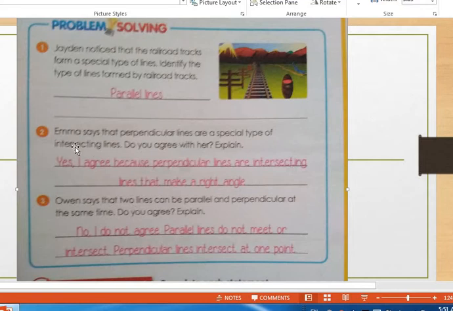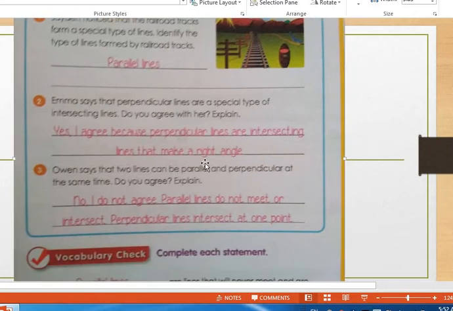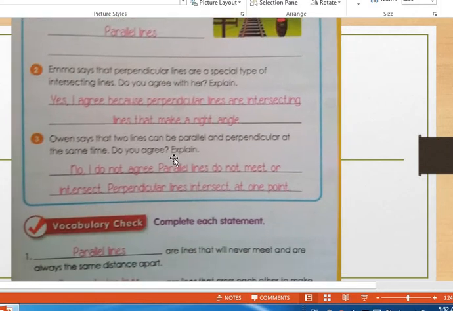Emma says that perpendicular lines are a special type of intersecting lines. Do you agree? Of course, yes. This is because the perpendicular lines are intersecting lines that make what? A 90-degree right angle. The right angle, as we know, is 90 degrees.